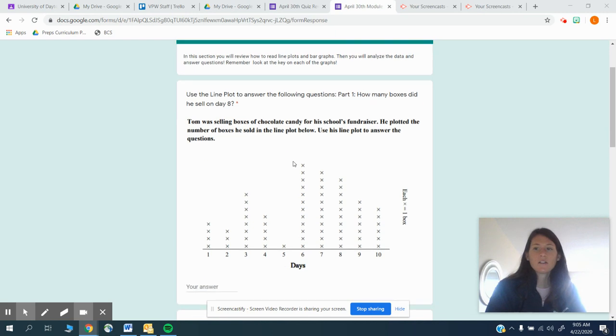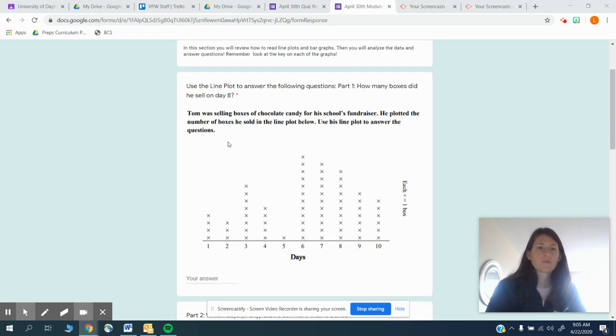Well, on each of these graphs, you're going to have a little blurb that tells you kind of what's going on in the graph. It tells you the information that someone has graphed. So it says Tom was selling boxes of chocolate candy for his school's fundraiser. He plotted the number of boxes he sold in the line plot below. Use his line plot to answer the questions.